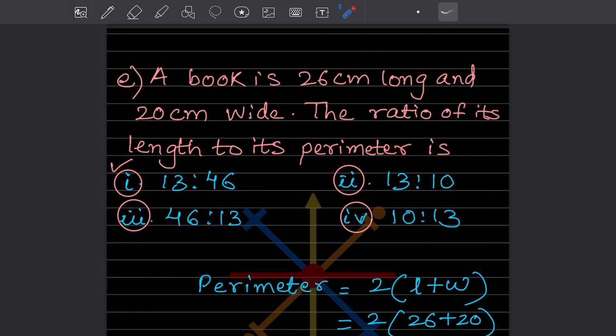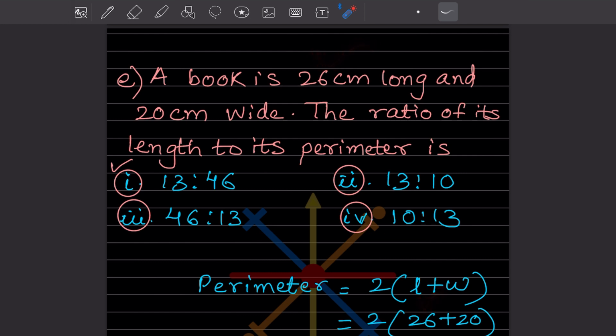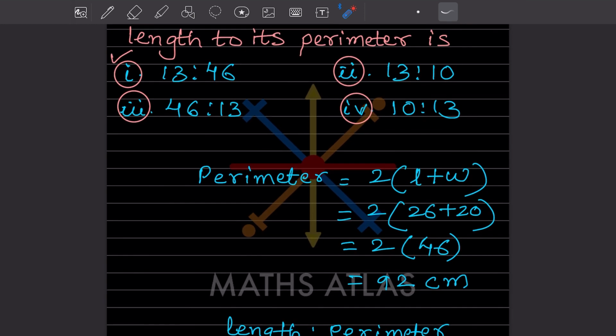So now what will we do? We'll use the formula for perimeter. If you can write it, perimeter of rectangle. So this is the standard formula, twice into length plus width. This width is nothing but the breadth. In some places you can also see that in place of width, you can also write it as the breadth. So 26 is given. So here again 20 is given for this. So you add it, you get 46. This is multiplication. So that is going to be 92 centimeter.